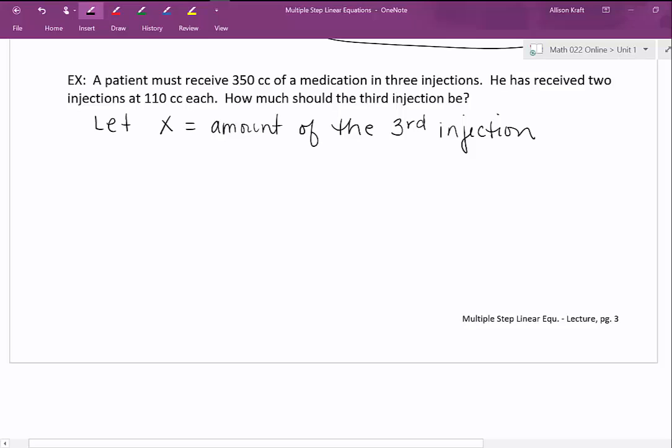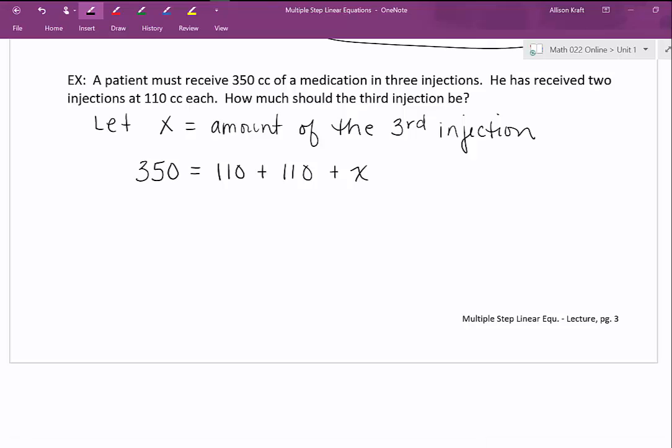He's supposed to receive a total of 350 cc's. This equals the first injection plus the second injection plus the third injection. So the first two were each 110. And the third injection, well, that's our unknown. That's our equation. Now we want to solve.